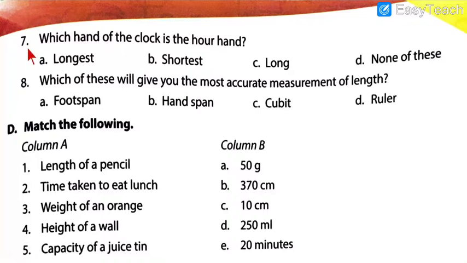Moving on to the next question, number 7. Which hand of the clock is the hour hand? I am not saying hour, I am saying hour, because H is silent. You don't have to speak like hour. H is silent. Hour hand. So which hand of the clock is called hour hand? Options are longest, shortest, long, or none of these. Options are given. Try to choose the correct option.